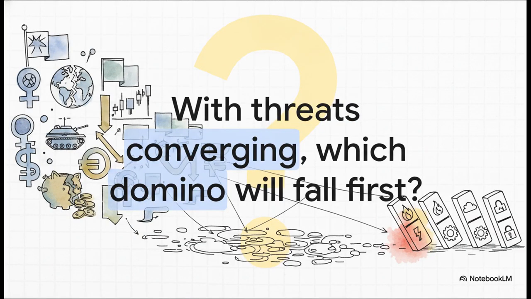So, we conclude with this forward-looking question. Given this convergence of high-risk threats across both geopolitical and economic domains, the central challenge for 2026 is anticipating which of these interconnected pressures is going to give way first, triggering a cascade across the whole system. This should frame your ongoing intelligence and strategic priorities.